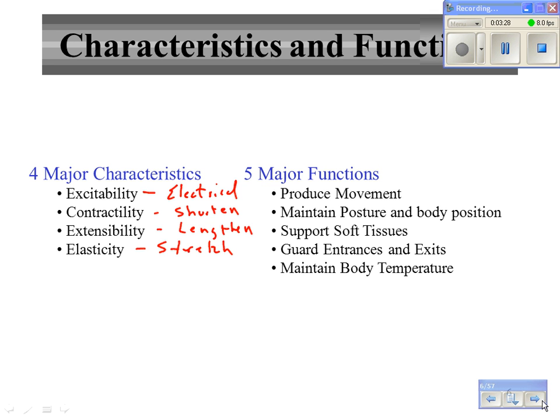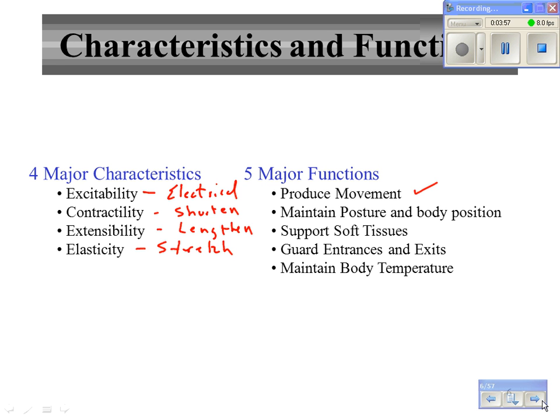Our five major functions, we produce some sort of movement. Maybe that's skeletal muscle moving our bones so we can run, jump, hop, skip, or maybe it's the movement of our heart when it contracts, causing the movement of our blood flowing through the parts of our body, and then even our digestive system, moving our food along so we can absorb the nutrients and then eventually defecate it out or urinate it out.